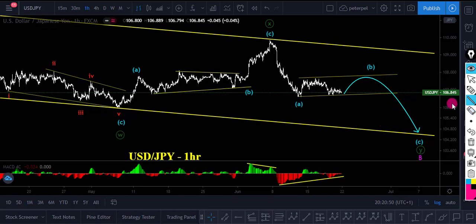So this is wave B. Now we are certain that wave B can be a triangle. So it can be like this: 1, 2, A, B, C, D, E, which is also possible to give you a triangle before we come down. So as you are anticipating a zigzag, you know a triangle is also possible. So you look at all the possible scenarios.